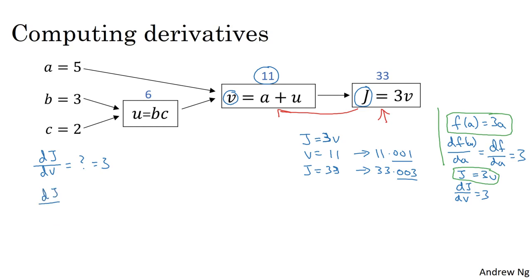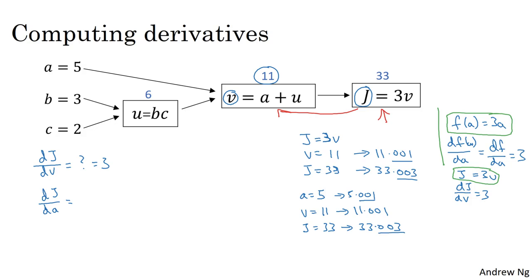What is dj dA? In other words, if we bump up the value of a, how does that affect the value of j? Well, let's go through the example. Right now a is equal to 5. So let's bump it up to 5.001. The net impact of that is that v, which was a plus u, so that was previously 11, would get increased to 11.001. And then we've already seen as above that j now gets bumped up to 33.003. So what we're seeing is that if you increase a by 0.001, j increases by 0.003.